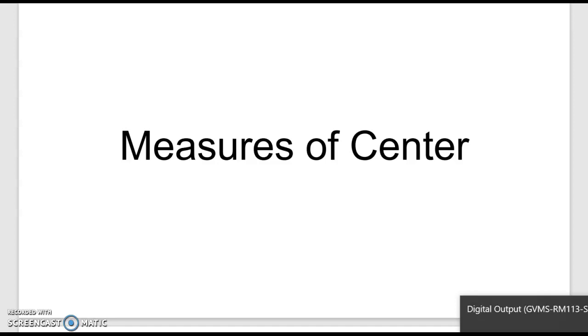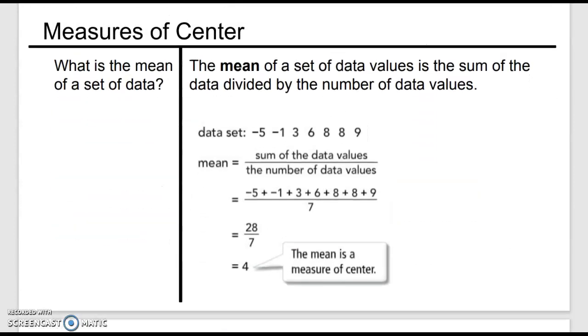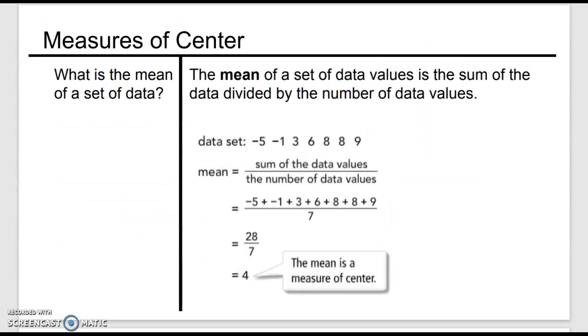Today's lesson is on measures of center. Measures of center include mean, median, and mode. Let's start with your notes on measures of center.